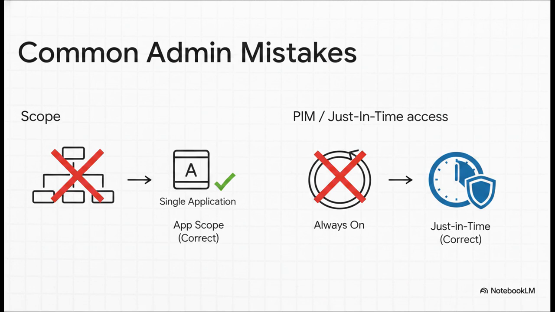Let's also talk about some common traps admins fall into. The number one mistake? Assigning a custom role at the entire directory scope when it really only needed to be scoped to one specific application. Another huge one is completely forgetting about Privileged Identity Management, or PIM. Just because a role is custom doesn't mean it should be permanently active, right? You should absolutely still be using PIM to enforce just-in-time access.